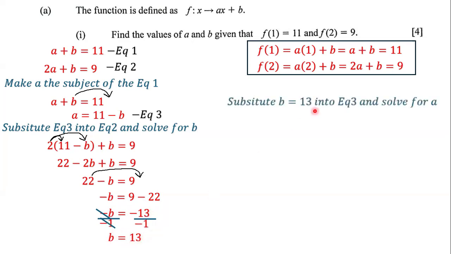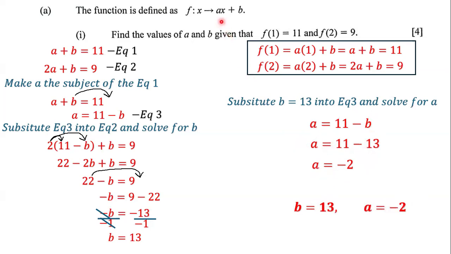Now we know what b is. We're going to substitute b is equal to 13 into equation 3 and solve for a. So what is a? A is equal to 11 minus b, but b is equal to 13, so instead of putting b here, we put 13. So a is equal to 11 minus 13, and 11 minus 13 is negative 2. So a is equal to negative 2. That means b is equal to 13 and a is equal to negative 2, and those are the values we are going to use for our function.